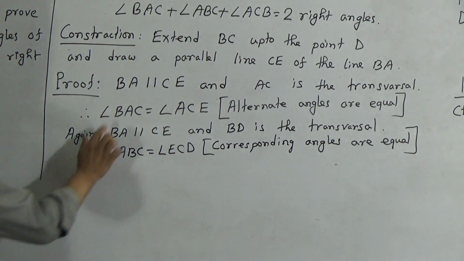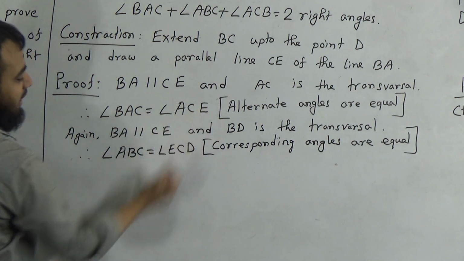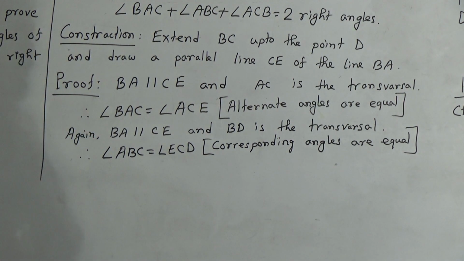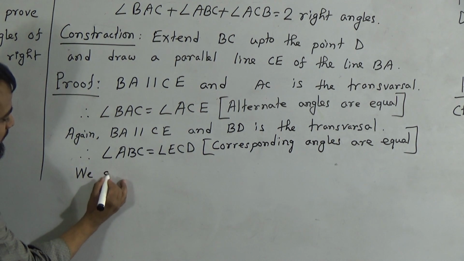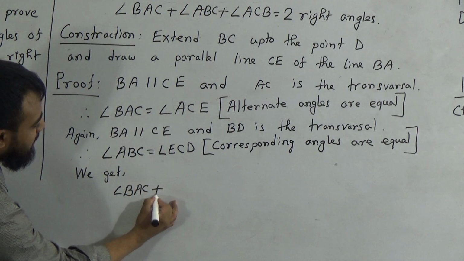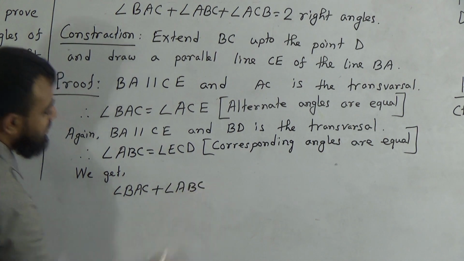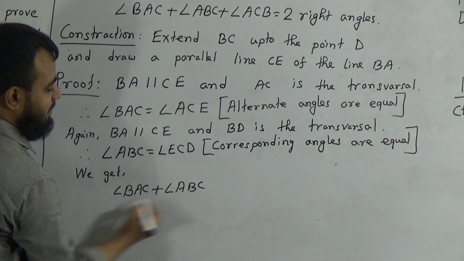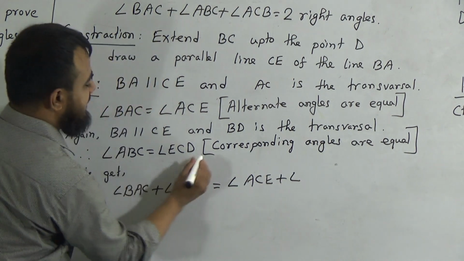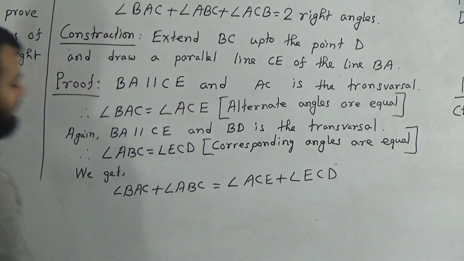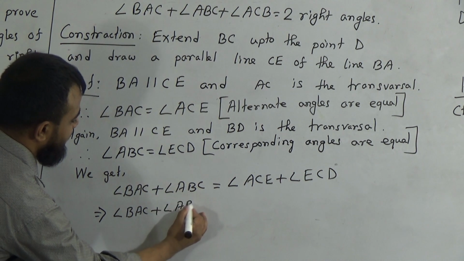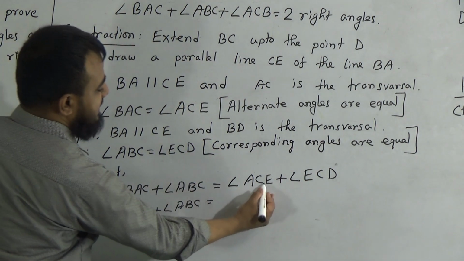Now we have got it that angle BAC equals angle ACE and also angle ABC equals angle ECD. So if we add these two equations, what should we get? By adding these two equations, we get the angle BAC plus the angle ABC is equal to the angle ACE plus the angle ECD. Okay, implies that we can write down the angle BAC plus the angle ABC is equal to, look at the right side, ACE and ECD.